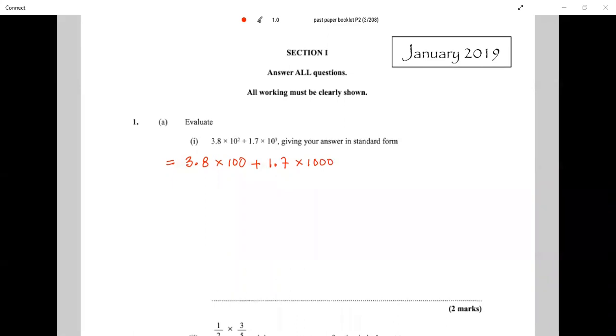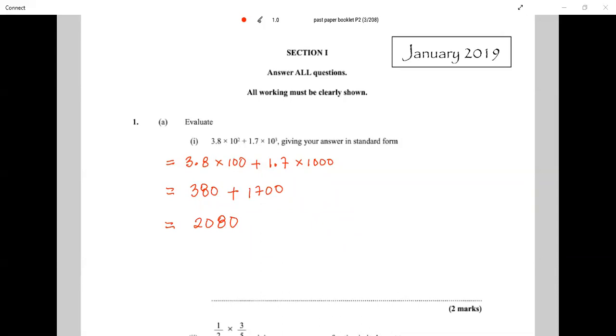So this would be 380 plus 1,700. And so the final answer here would be 2,080. The final answer there will be 2,080. Then you're asked to write your answer in standard form.